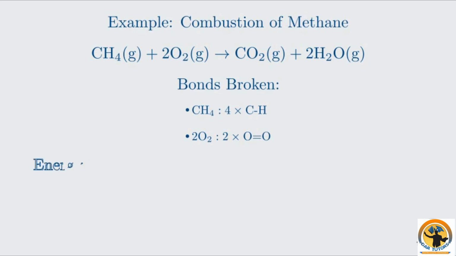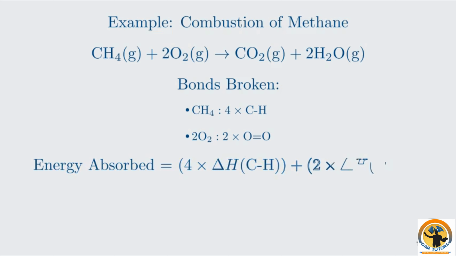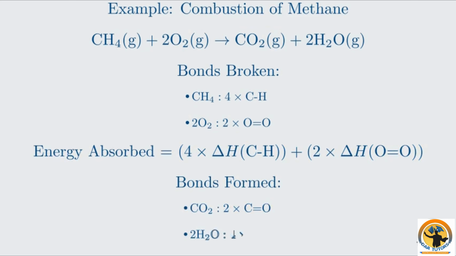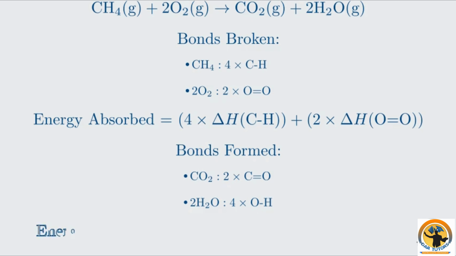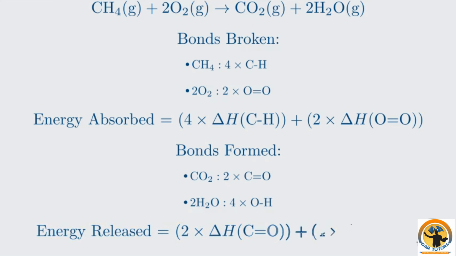In methane, we have 4 C-H bonds. In the 2 oxygen molecules, we have 2 O=O double bonds. So, the total energy absorbed is 4 times the C-H bond enthalpy plus 2 times the O=O bond enthalpy. Next, we identify the bonds formed. In 1 CO2 molecule, there are 2 C=O double bonds. In 2 H2O molecules, there are 4 O-H single bonds in total. So, the total energy released is 2 times the C=O bond enthalpy plus 4 times the O-H bond enthalpy.